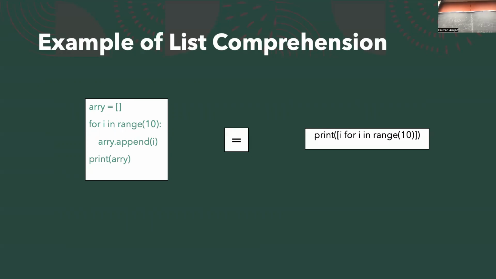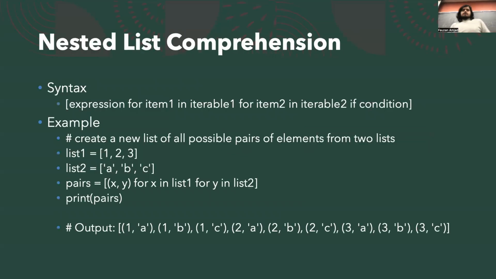So for i in range 10, it's iterating through 0 to 9, and it's adding 0, 1, 2, 3, 4, 5, 6, 7, 8, 9 into the array. And it's doing so all in one line. And so when you print it out, it should give the same output.